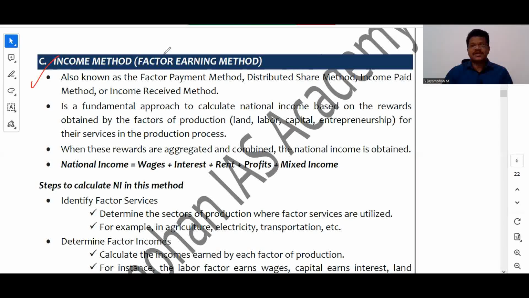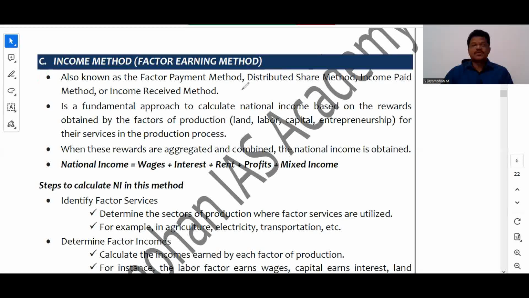In this video, we will see the remaining two methods of calculation of national income: the income method, and then the expenditure method. These two methods we will see in this class, and if possible we will also discuss some practice questions related to the discussion, right? So basically this is the second method, income method, and the third method is expenditure method.